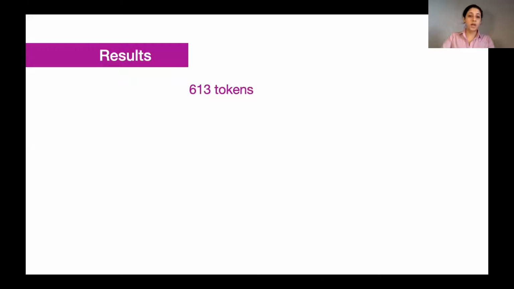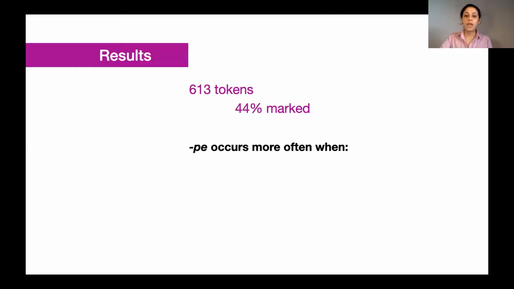So I extracted a total of 613 tokens. 44% of them were marked. That is, just to have Spanish as a reference, if these were Spanish tokens, 100% of them would be marked. So, of course, this feature is a lot less frequent in Guarani than it is in Spanish. And the marker be occurs more often when it suffixes a Spanish loan. So my second hypothesis was corroborated. However, I know it's not highly significant.